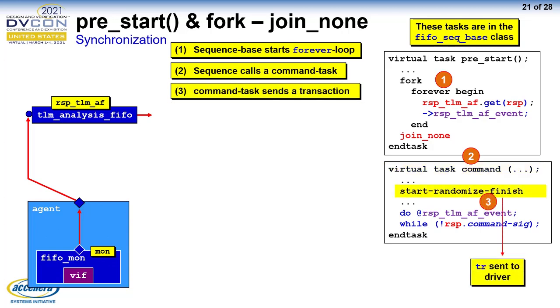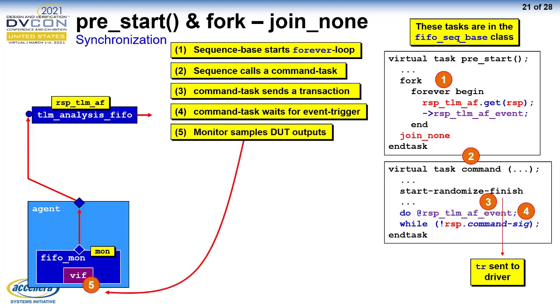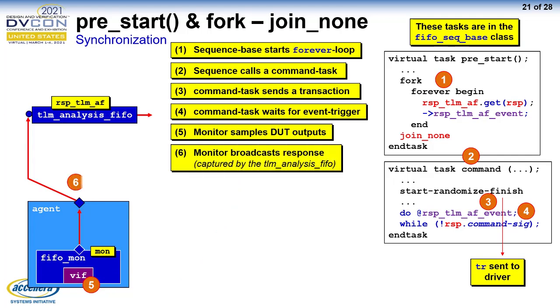The called command task will send a transaction through the driver and on to the DUT. After sending the transaction, the command task now waits for an event to signal that a broadcast response has been retrieved. The monitor samples the DUT inputs and outputs and copies the signals into a transaction that is then broadcast to the other components in the environment, including the response TLM analysis FIFO.